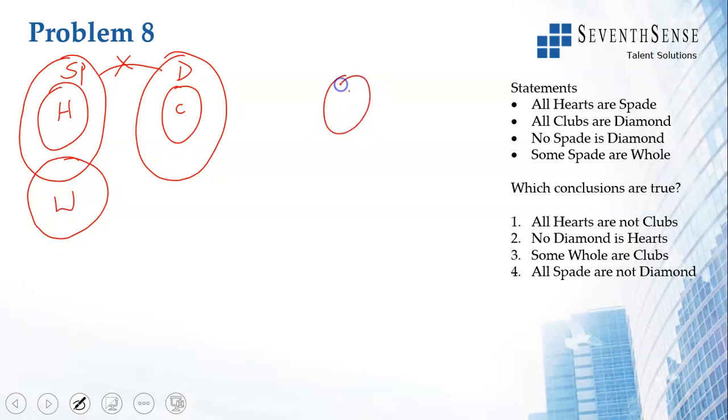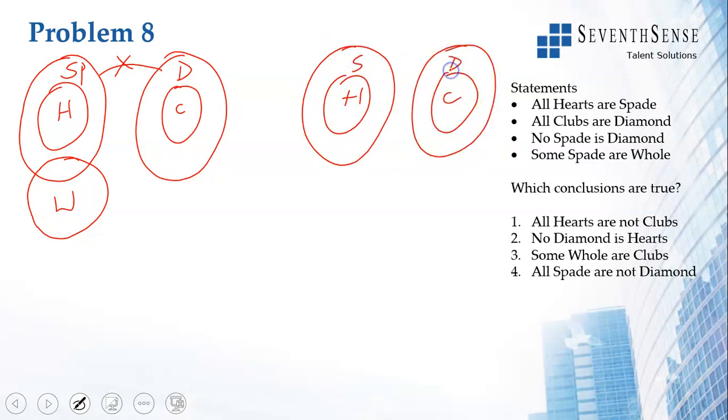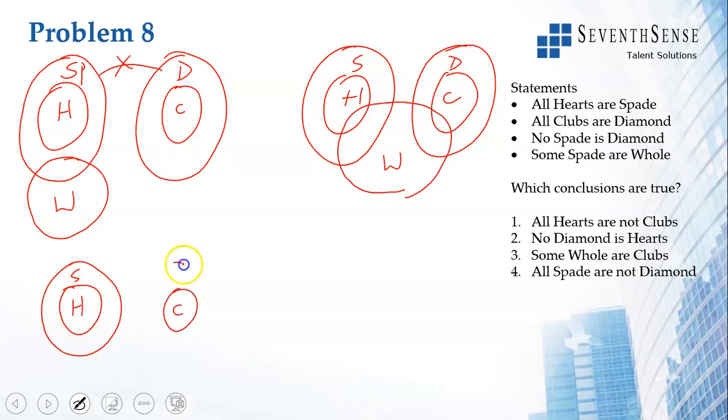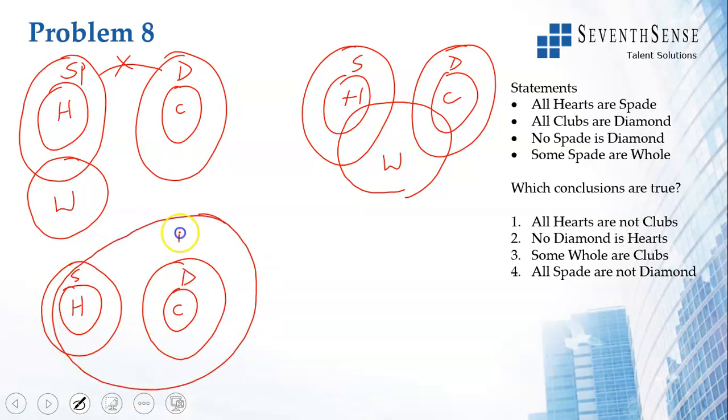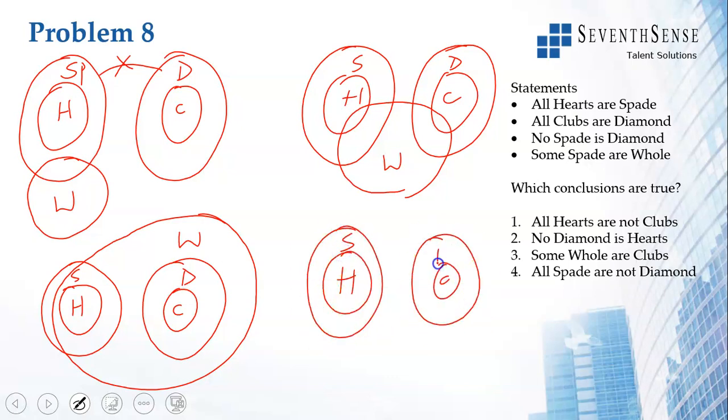The second way to draw it: all hearts are spades, all clubs are diamonds, some spades are holes. So I can also draw it this way. Another way to draw it: all hearts are spades, all clubs are diamonds, some spades are holes. I can also draw like this. In various ways I can draw. Another way: all hearts are spades, all clubs are diamonds, some spades are holes. Correct? Got it. So I've drawn all 4 diagrams.